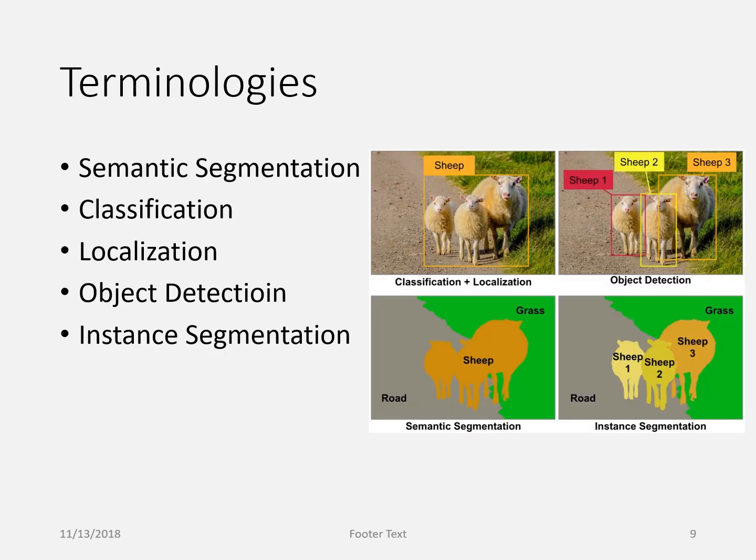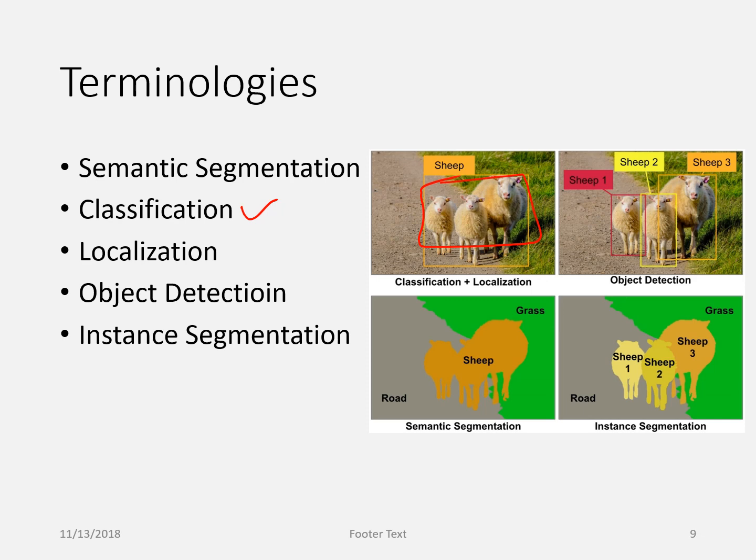Now going over some terminologies before we actually get started. We have semantic segmentation, which is a pixel level classification wherein we classify each pixel into its respective label. Then comes classification, wherein we take the image and say what the image is. So in this example, we have a bunch of sheep here. So we just get the output that we have sheep. We don't know how many there are. We don't know where they are.